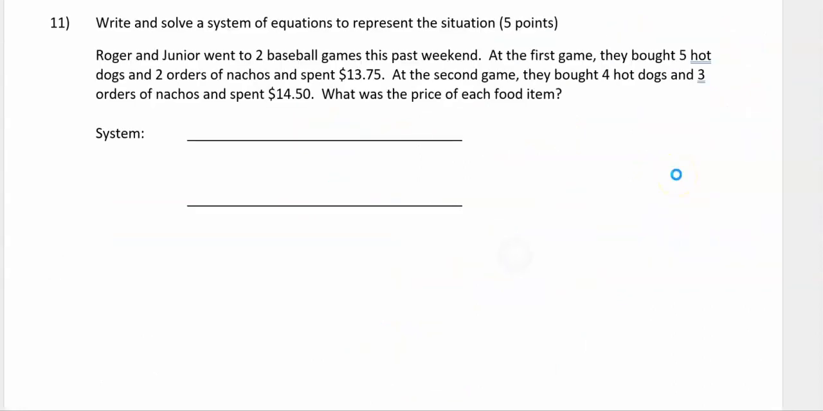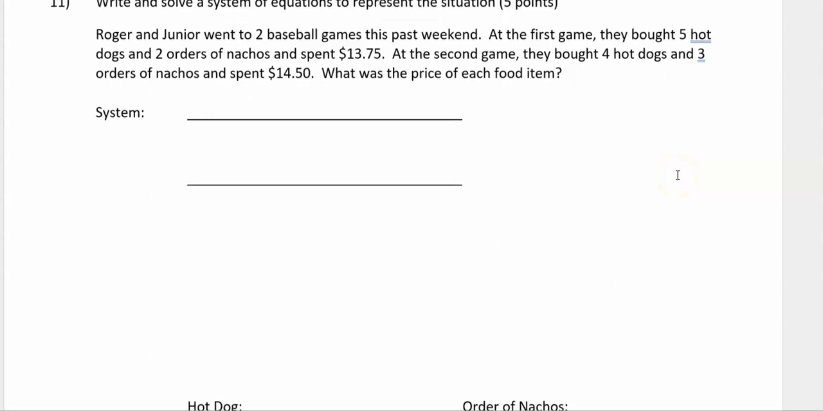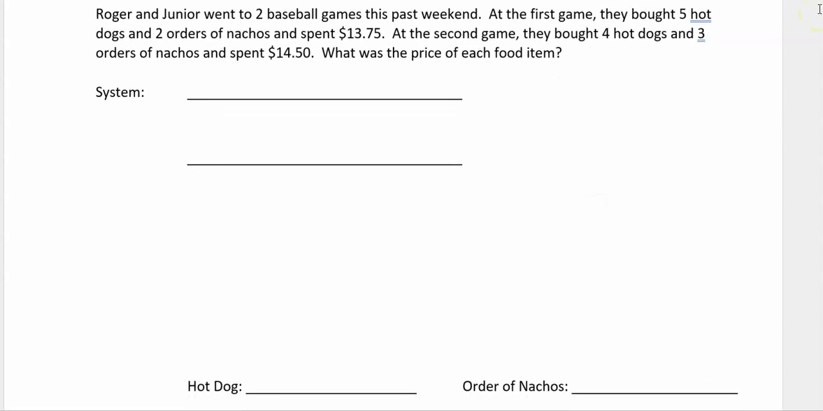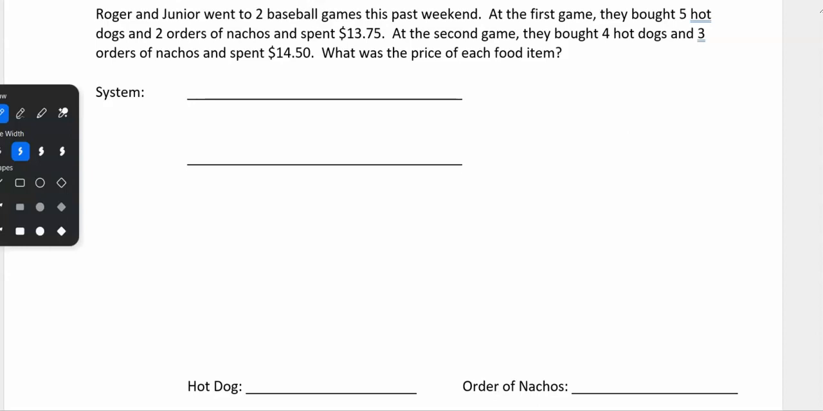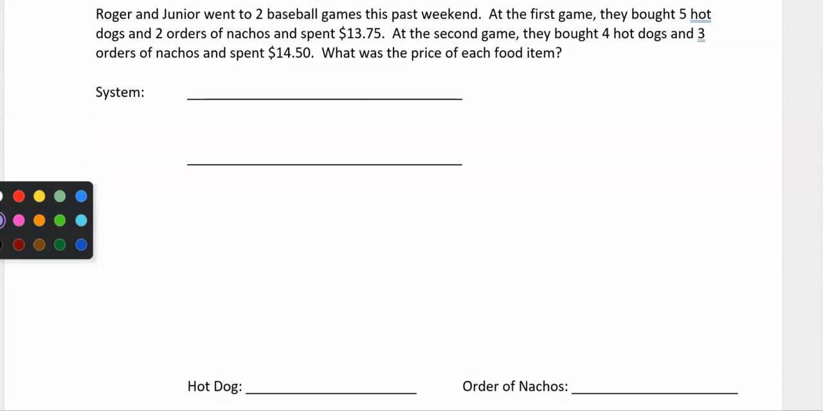Okay, last question now is number 11. All right, let's kind of get this on screen. Here we go. So number 11, it's the second word problem that we see. It's Roger and Junior again, same old guys. And it says Roger and Junior went to 2 baseball games this past weekend.